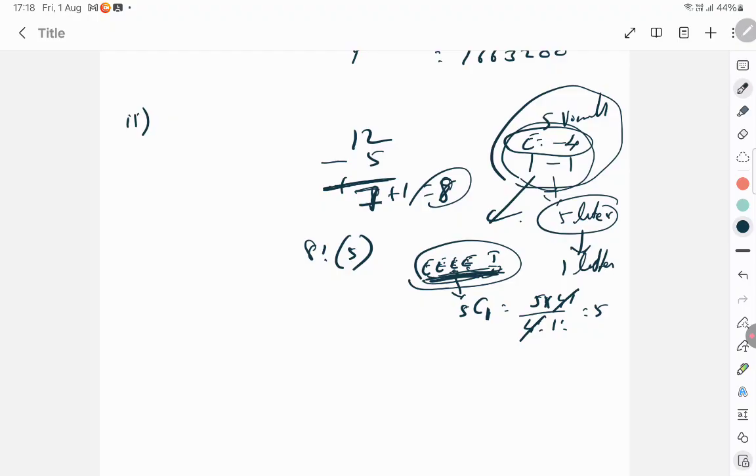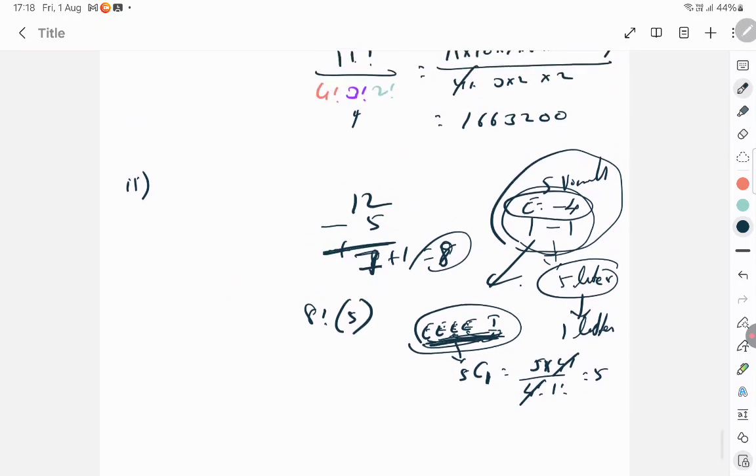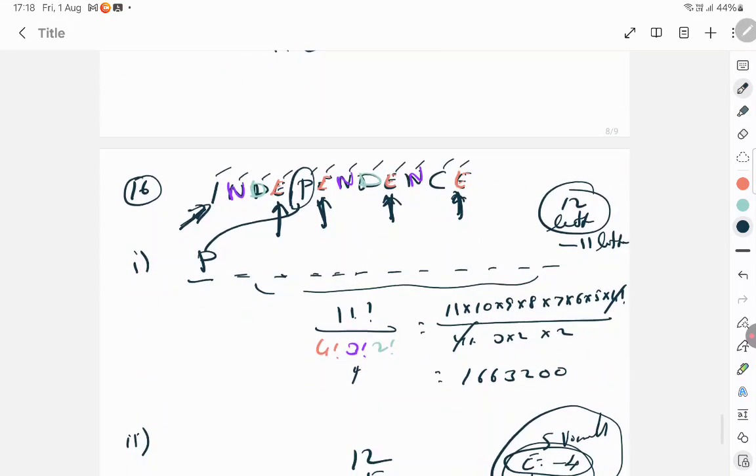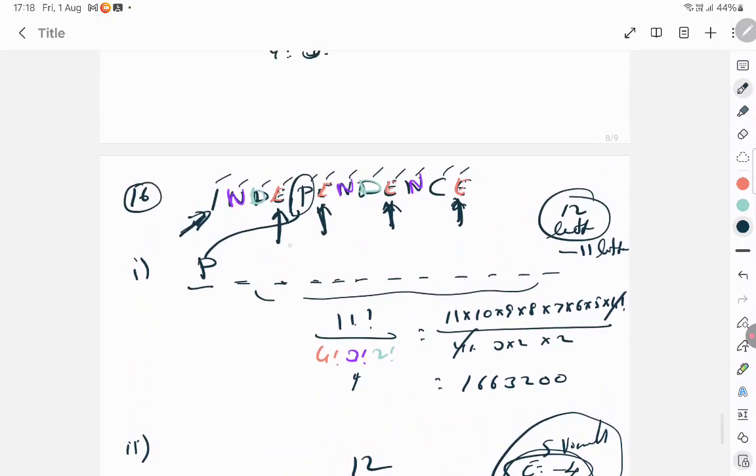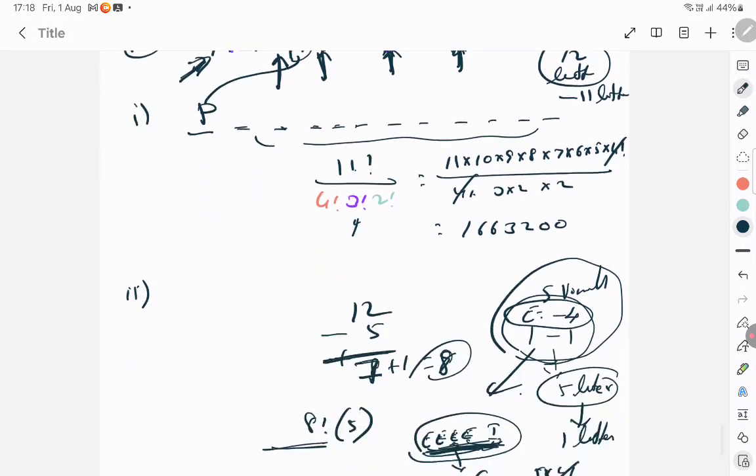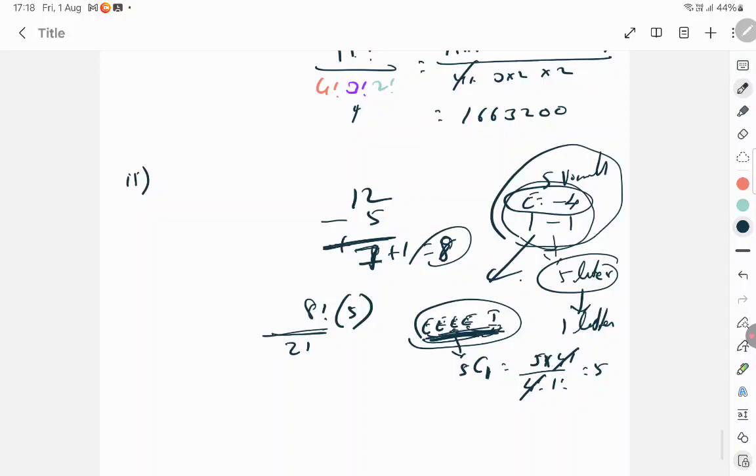And 8 factorial multiplied with 5. So then what will be... and any other letters is getting repeated here? Yeah, I didn't consider the repetitions. It's an 8-letter word in which D is getting repeated twice. I forgot that. I have to divide it by 2 factorial.